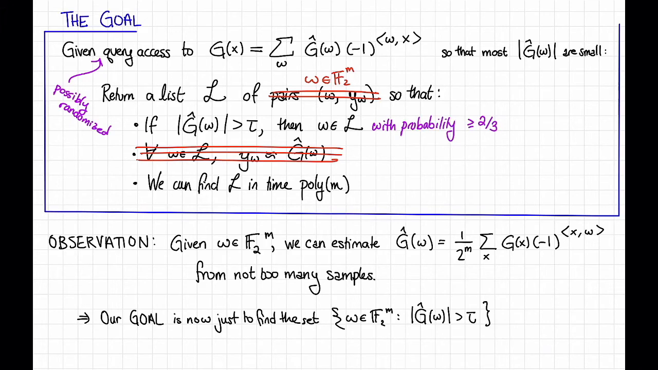Let's say for each omega whose Fourier coefficient is large, we'd like omega to appear in this list with probability at least 2/3 or something like that. And as usual, the 2/3 here is arbitrary. If we could do it with probability 2/3, we can do it with probability 0.99999 by just repeating a few times. Okay, so this is our new goal. Let's clean it up a little bit.